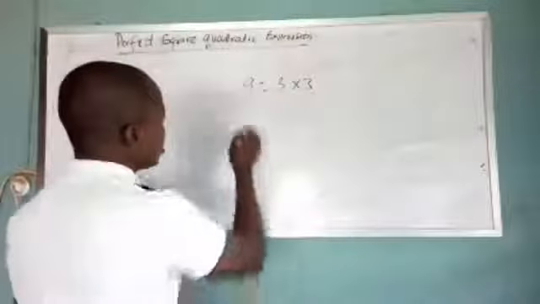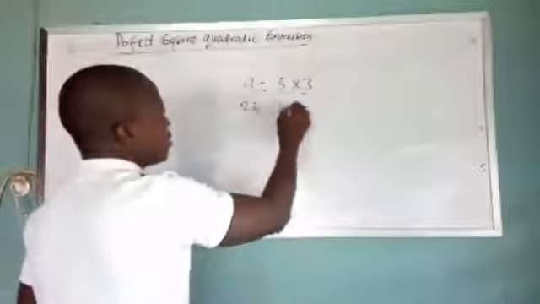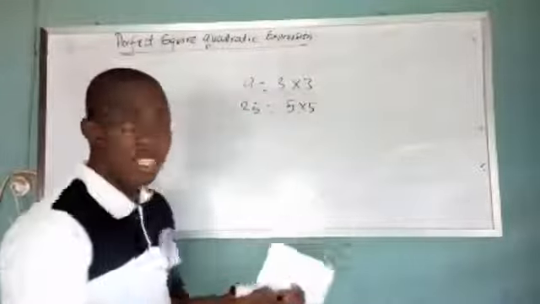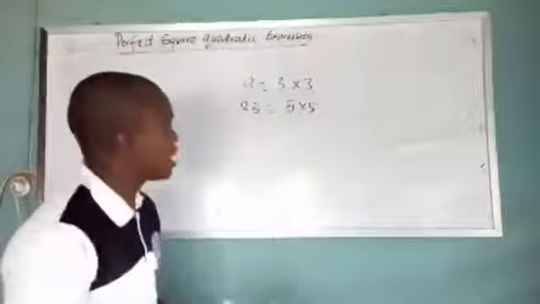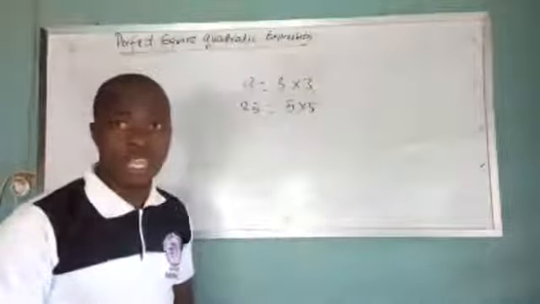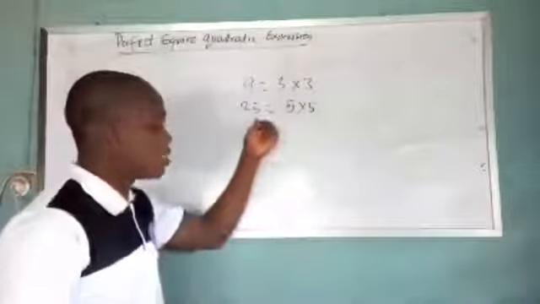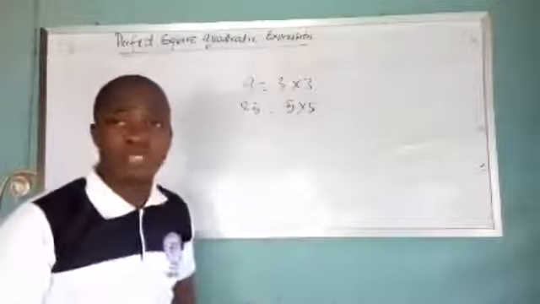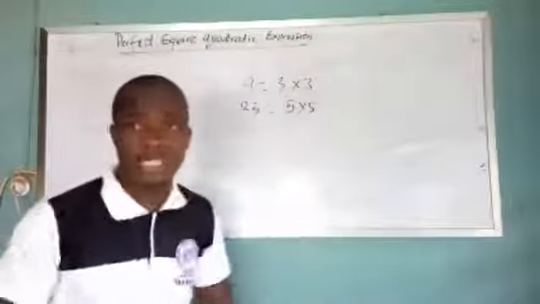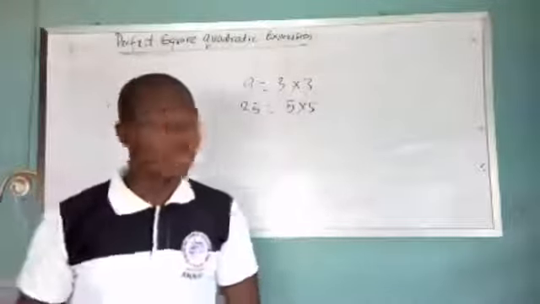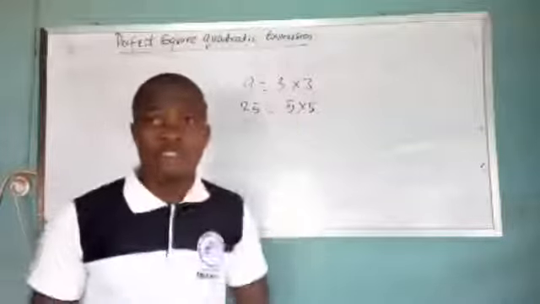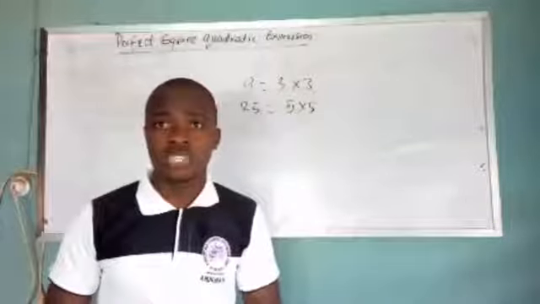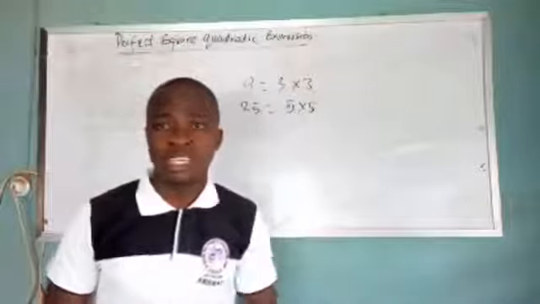Same thing with 25, which can be 5 times 5. That is, 25 is expressed as the product of two equal factors. Now we say that this 25 is a perfect square, and 9 is a perfect square, and we have numbers like that. But today we are not going to talk about perfect squares of ordinary numbers. We are talking about perfect square quadratic expressions.